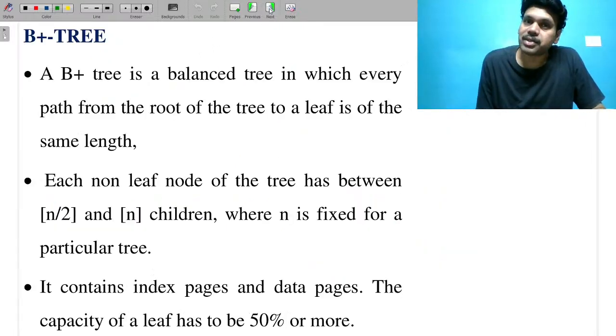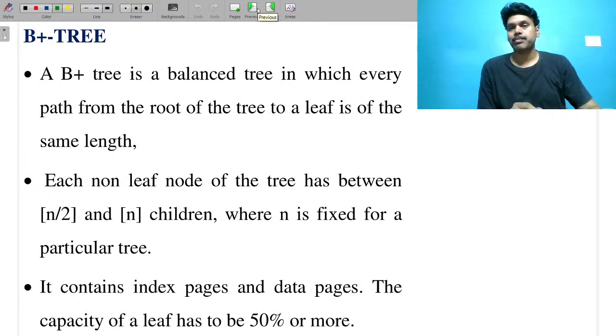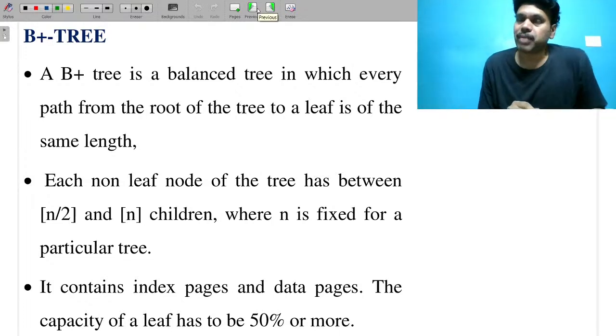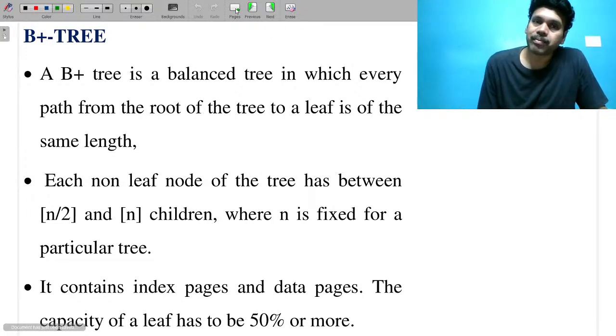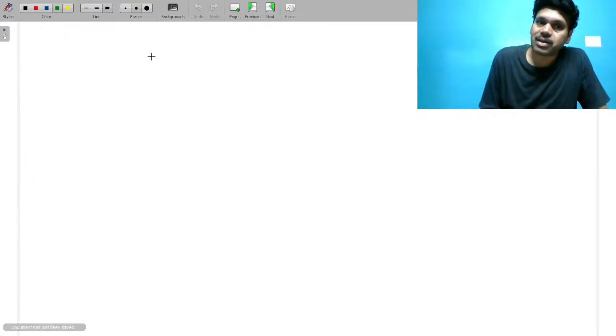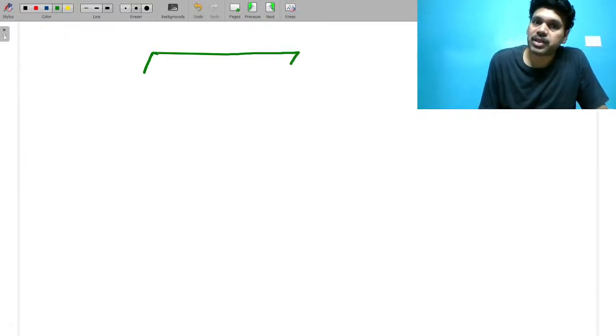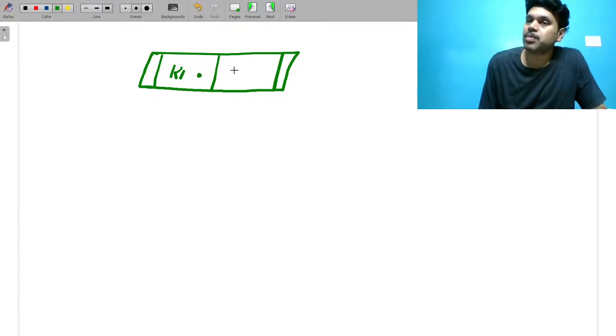Now let us discuss B plus tree. So what is the main problem with the B tree? Please recollect the last lecture. The problem with the B tree is that in a block I have got a block pointer and also I have got keys. So key 1 and its record pointer, key 2 and its record pointer.